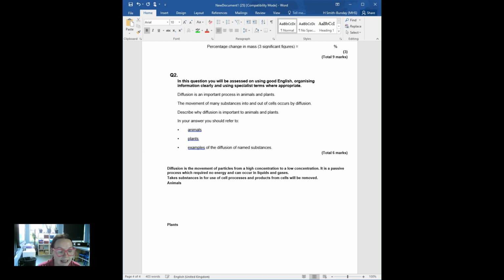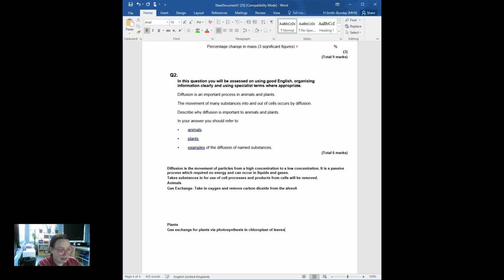I'm also going to say that it takes substances in for use in cell processes, and products from cells will be removed. So this is an example of how it's going to happen in plants and animals. It'll take substances in and remove them. Now, for animals, the example would be gas exchange. It would take in oxygen and remove carbon dioxide from the alveoli. That happens. I'm describing how I can see that happening.